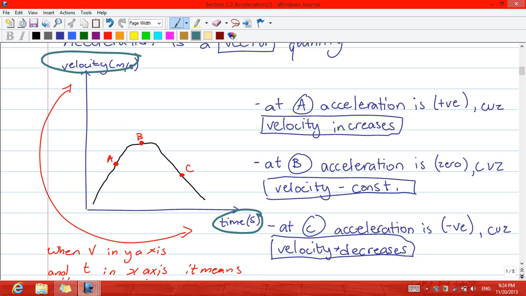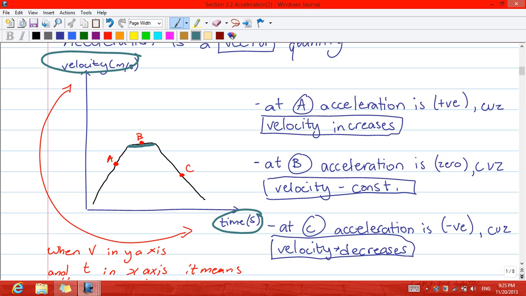Now the second part is A. It's increasing. So what does it mean? That the velocity is increasing, which is positive constant velocity. And at B, as you can see, the acceleration is 0 because the velocity is constant. We have a constant speed. We don't have a change in the velocity.